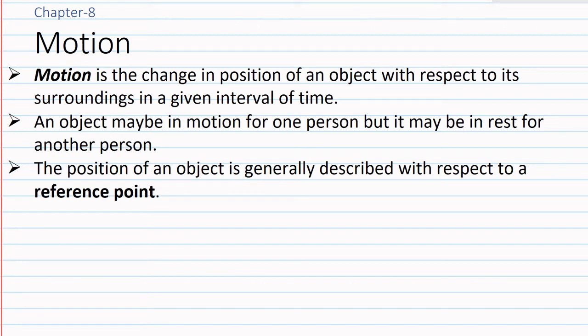Hello everyone, today we'll be learning chapter 8 of class 9, motion.